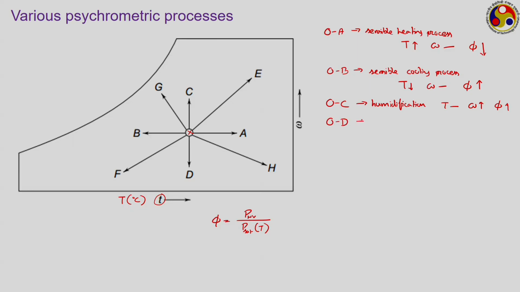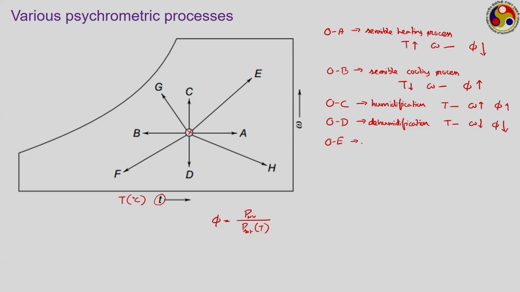And the reverse process of this one, O2D, during which the moisture content decreases, but temperature remains constant. So, it is a dehumidification process, during which again the temperature remains constant, omega is decreasing, and what will happen to phi? As moisture content is decreasing, the partial pressure for the water vapor part will also decrease, denominator remains same, accordingly phi will also decrease.